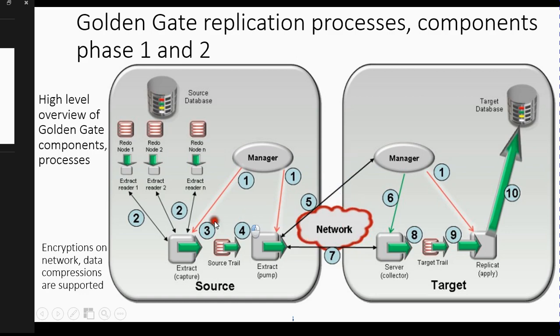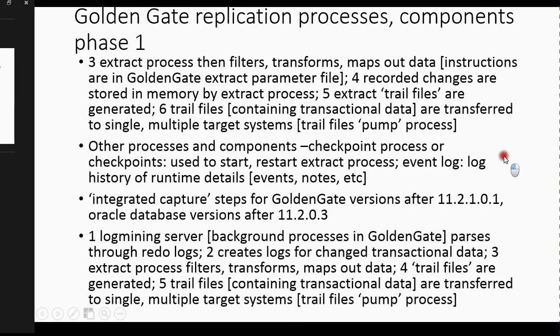Also, in terms of the network, some of the things you can do when transferring data is create encryption for your network, and you can also apply different compression techniques or methods for your data. And once you have a trail file, it's going to be transferred to the target system with a pump process.